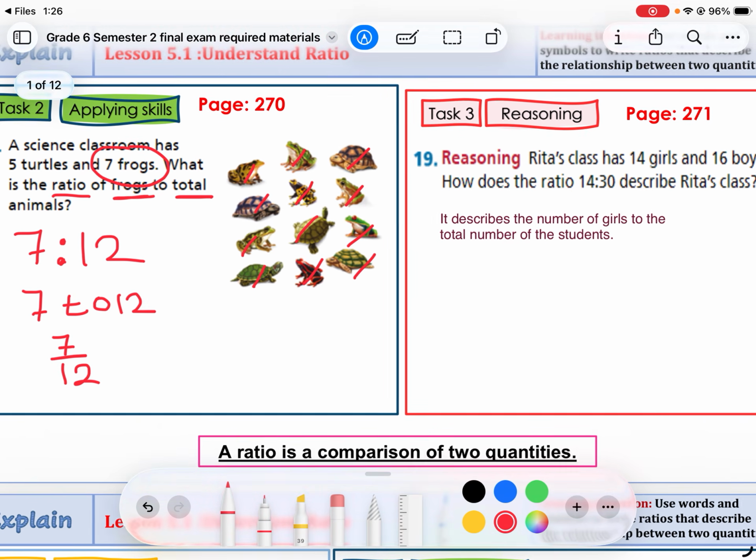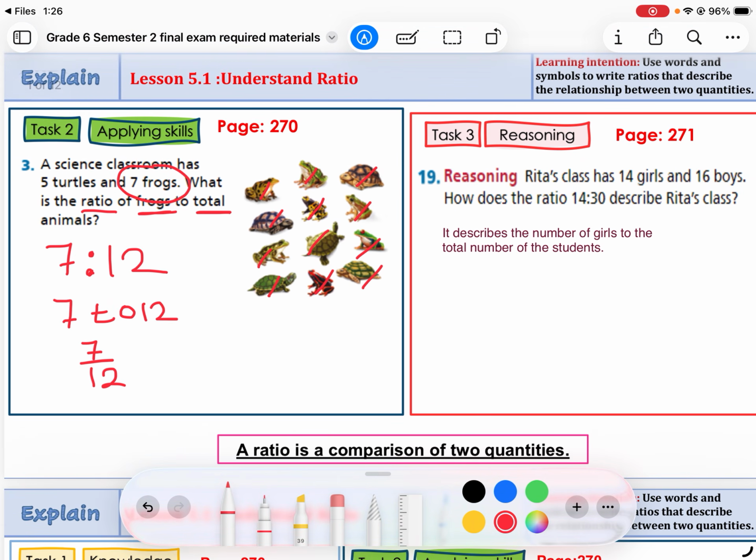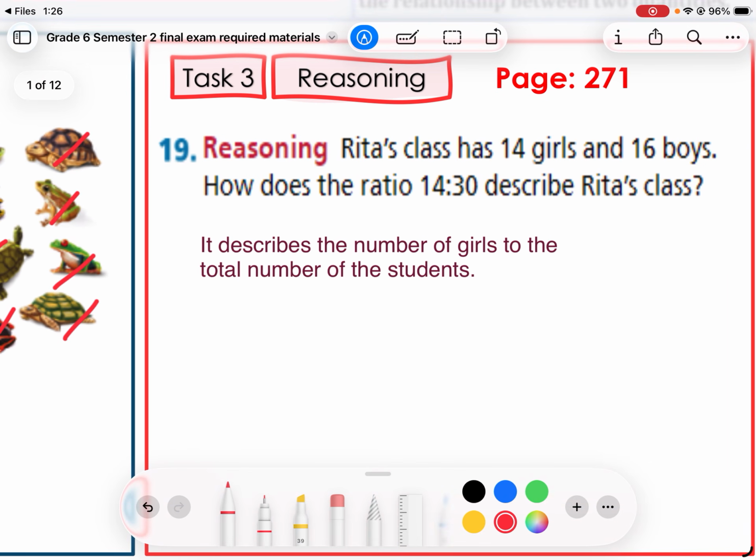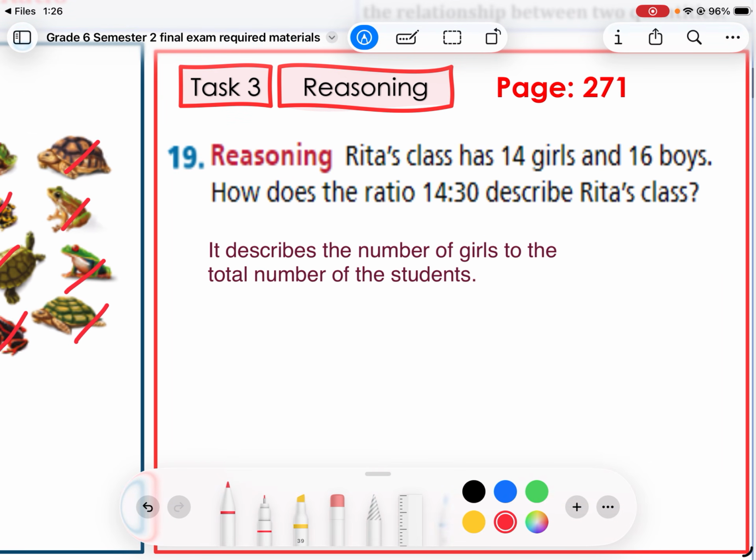So these are the first 2 parts of understanding ratios: how to write the ratio in 3 different ways, and what the ratio describes. When you get a question like that, you have to write it in the same way. It describes the number of girls to the total number of the students, or it compares the number of girls to the total number. You have to follow the order.